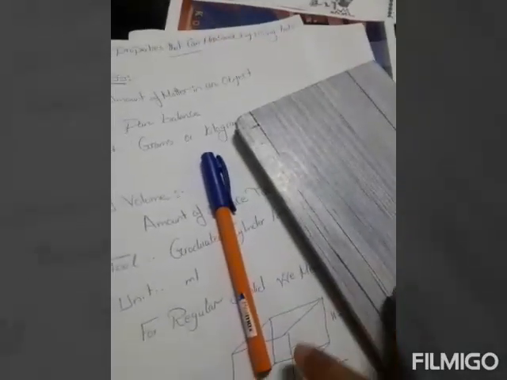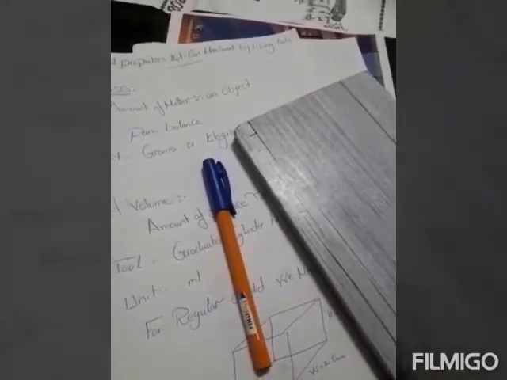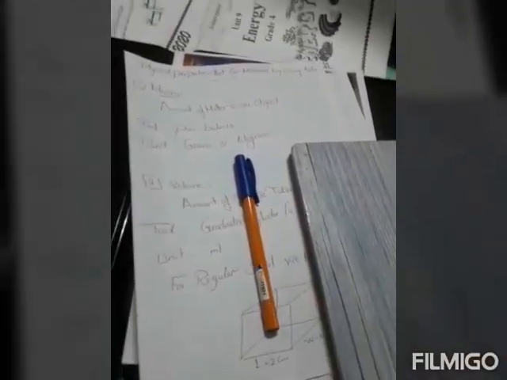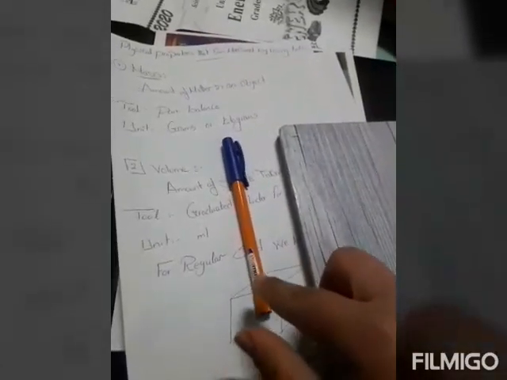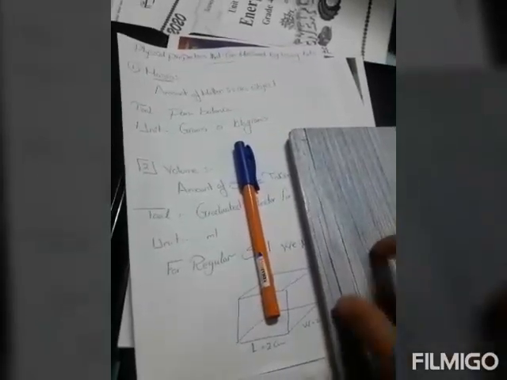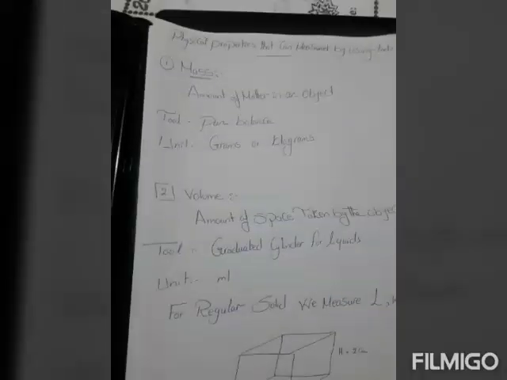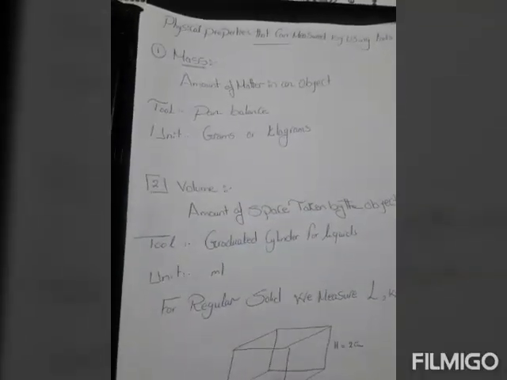If we put both of them on a pan balance, we will find that the amount of matter, or the mass, of this copybook will be more than the mass of the pen, because it has a larger amount of matter than the pen. So the tool we use to measure the mass of matter is the pan balance.